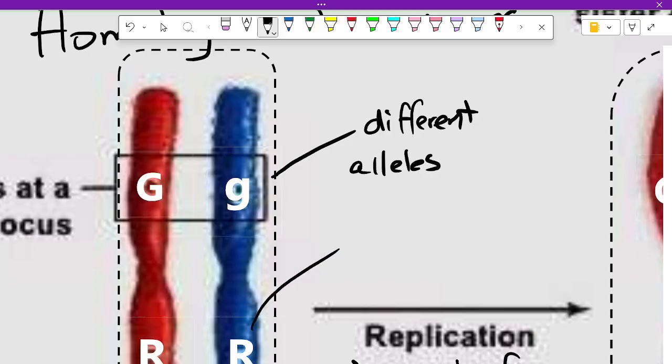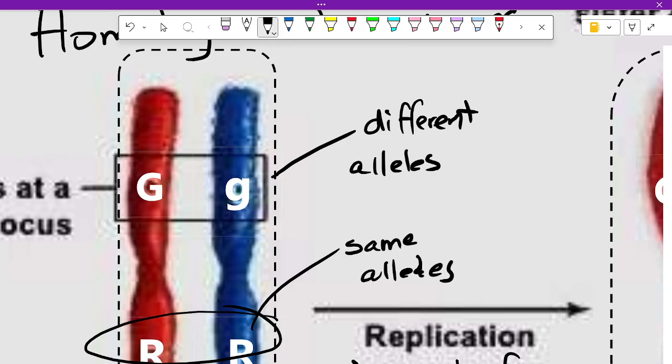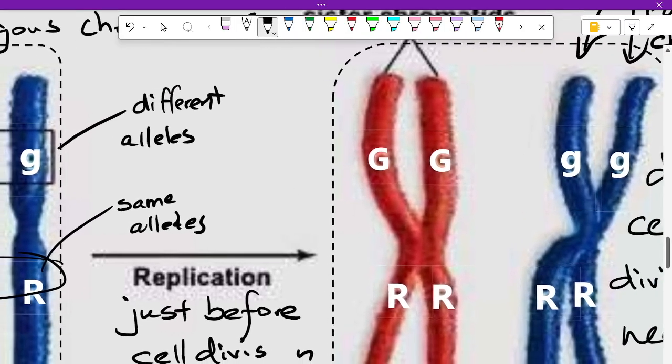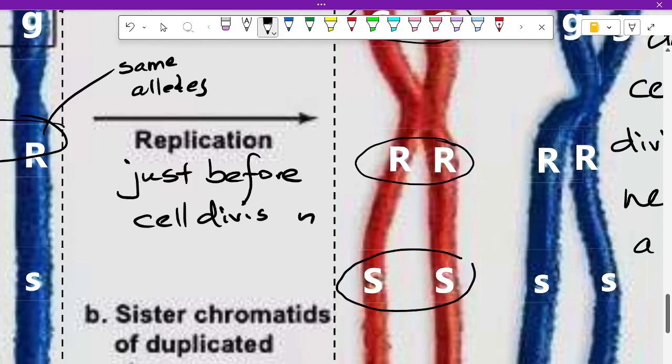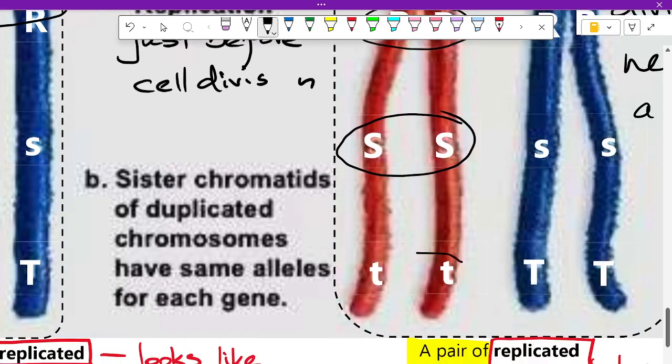Sometimes it has the same alleles. It just depends. But when you make a copy, when you go from having an unreplicated chromosome to having a replicated chromosome, are the alleles ever different? Are those alleles ever different?